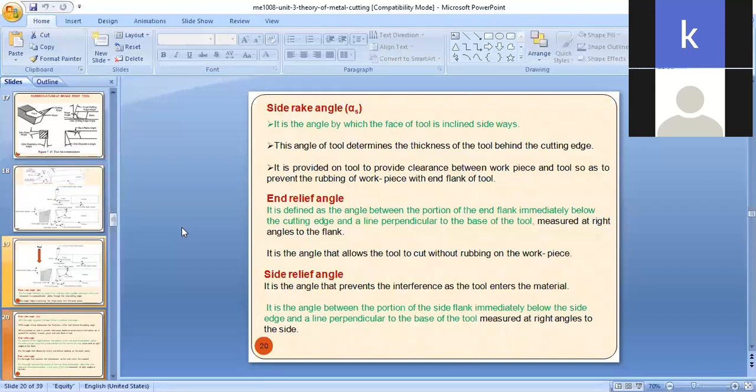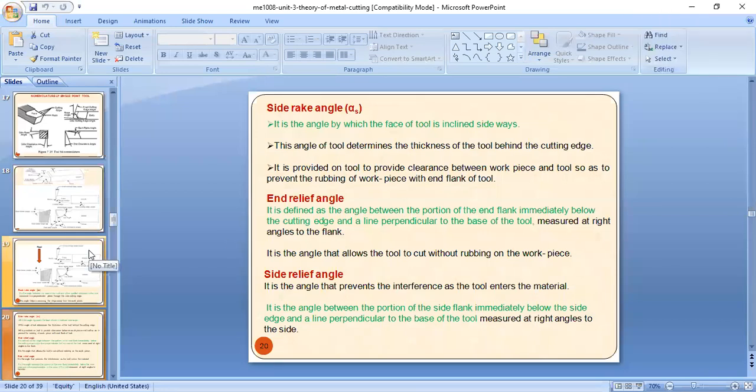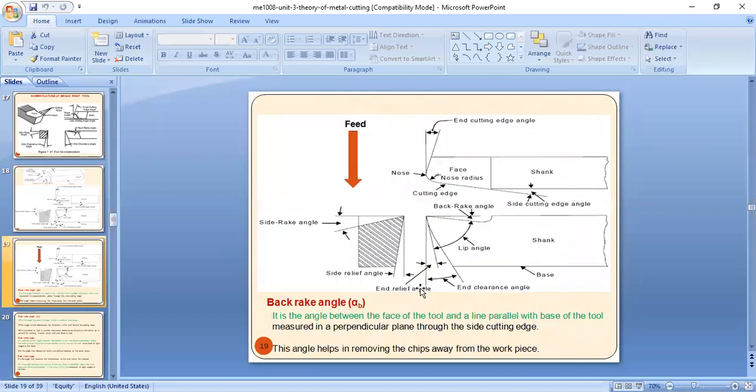End relief angle also we have seen in the diagram, is defined as the angle between the portion of the end flank and the line perpendicular to the base. It is measured at right angles to the flank. So that is the thing we try to have, the end relief angle and side relief angle. You just try to see in the diagram what is the end relief angle. This is the angle drawn between the perpendicular and the axis of the tool face, and you have to clearly define the end relief angle like this.